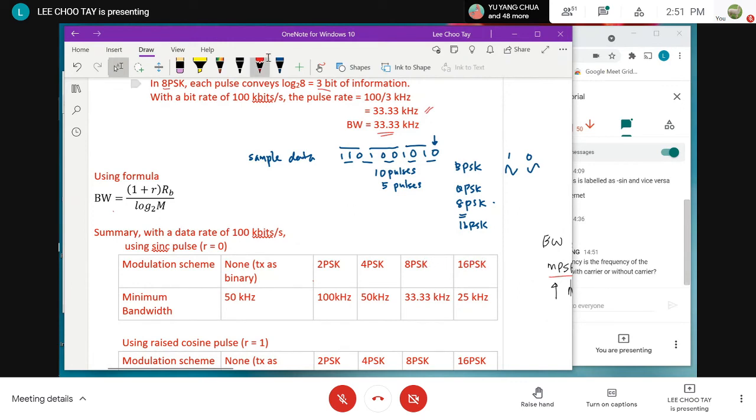But again, don't confuse yourself. A lot of students get confused about what this N is and what this M is. For 2 PSK, your N is 1. For this one, your N is 2. This one, your N is 3. This one, your N is 4. And log 2 M is actually N.